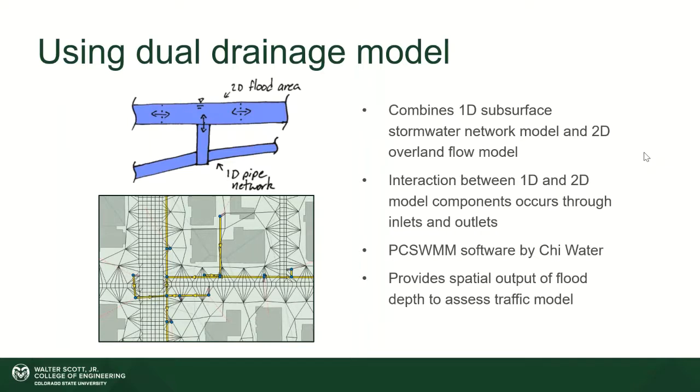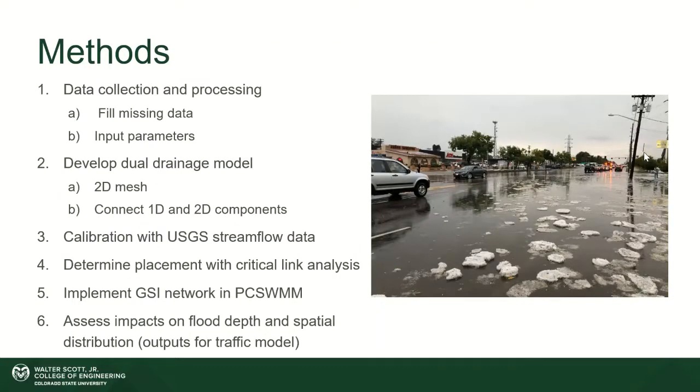So this is an overview of the methods that I'm going to be using to address this question. I'm not fully at complete results. I'm still working on model development, but this is the way that I'm going to address the whole question in the end. So the first part is data collection and processing. This includes filling missing data and adding input parameters that are necessary for modeling the stormwater network.